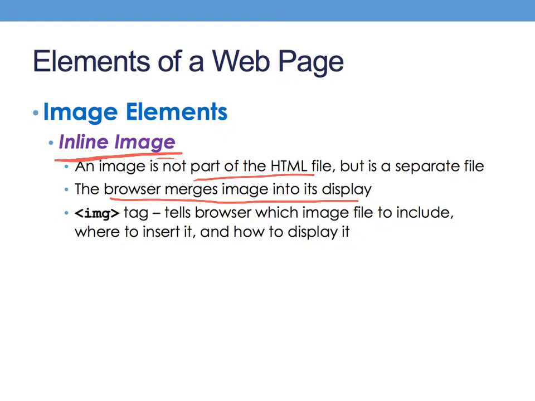Now, inline images will use what is called the image tag, and we'll talk about that later in one of the videos. But what that image tag does is it will tell the browser which image file it's going to include, where to insert it, and exactly how to display it. So it'll say, insert this picture after these words, and display it with a width of this and a height of this. So you'll be able to give those specifications as you complete your website.